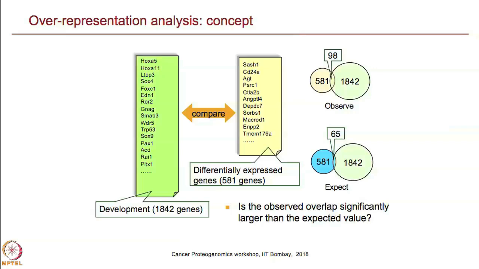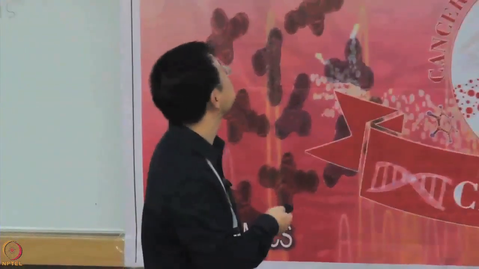Because when you use gene ontology or other databases to do this type of analysis, you are testing many different GO biological processes or pathways at the same time, you also need to do the multiple test adjustment in order to justify your observation.